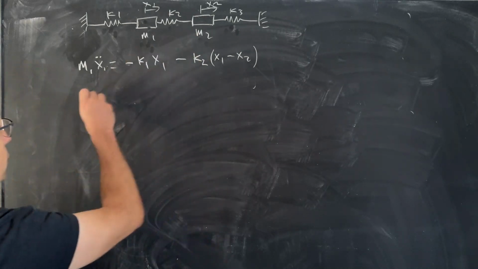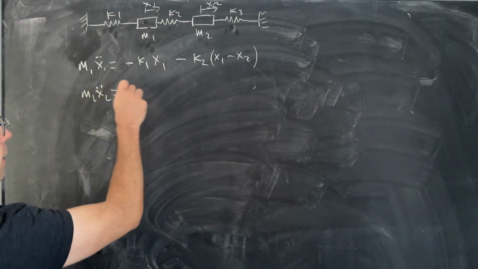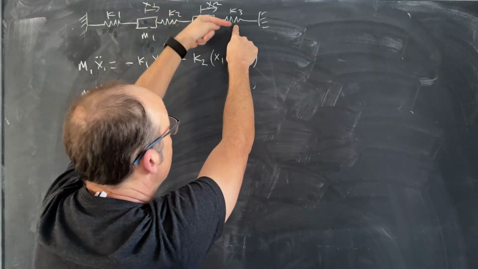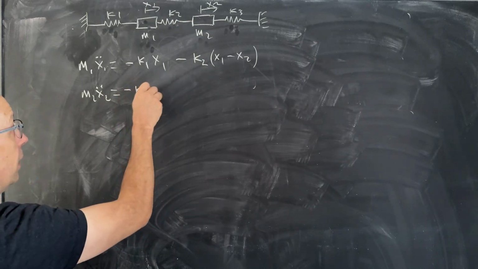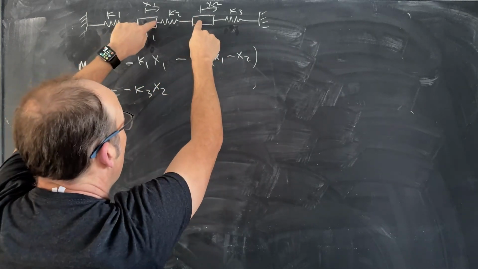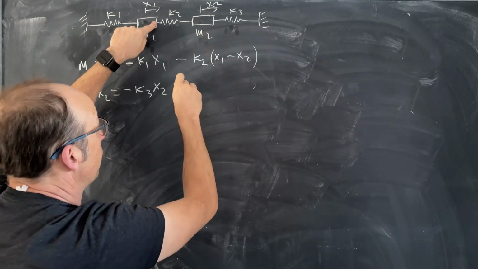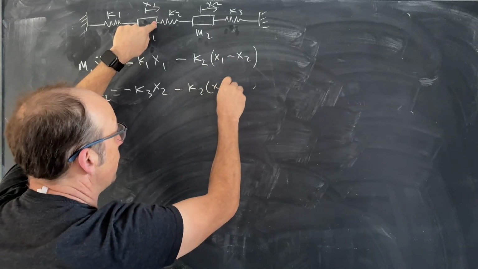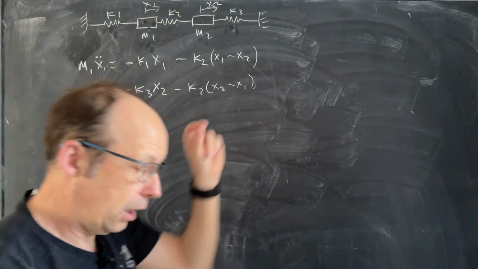Now if I look at mass 2, I have m2 x2 double dot, and that's going to be, let's do the same thing. If this mass moves that way, the spring's going to push that way. So I have minus k3 times x2. And then we can do the same thing over here. It's just going to be backwards from this, right? So I'm going to get minus k2, and I'm going to switch the order, x2 minus x1. So that's my two equations of motion.